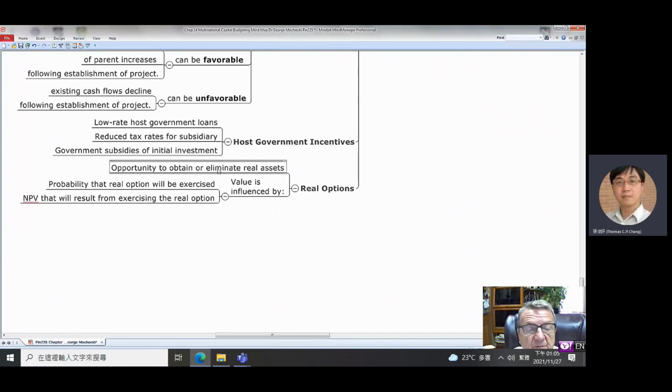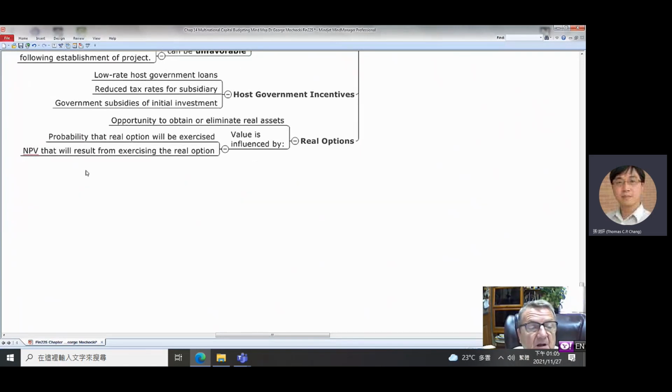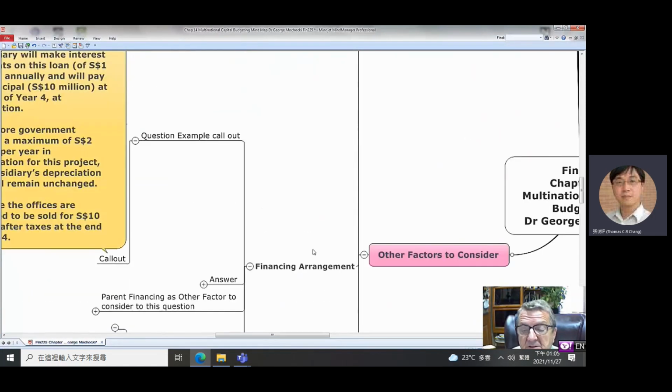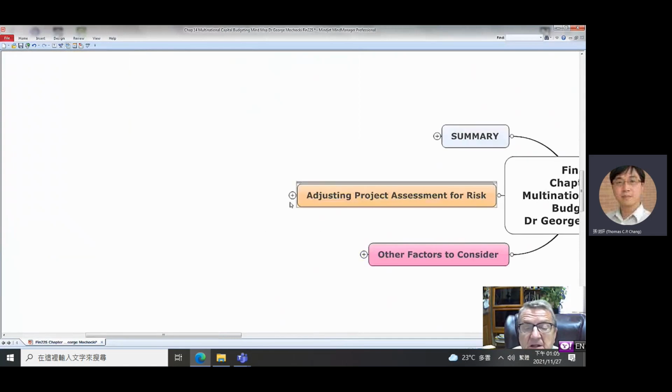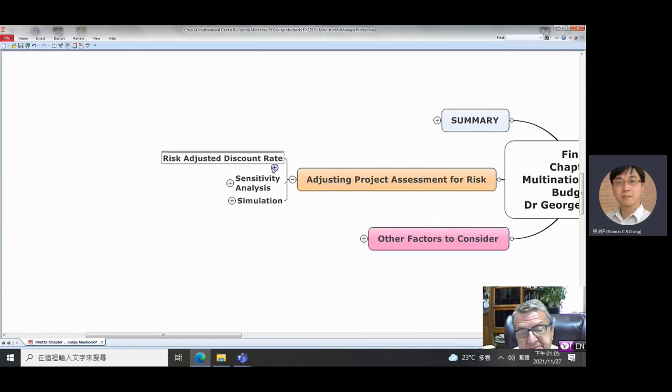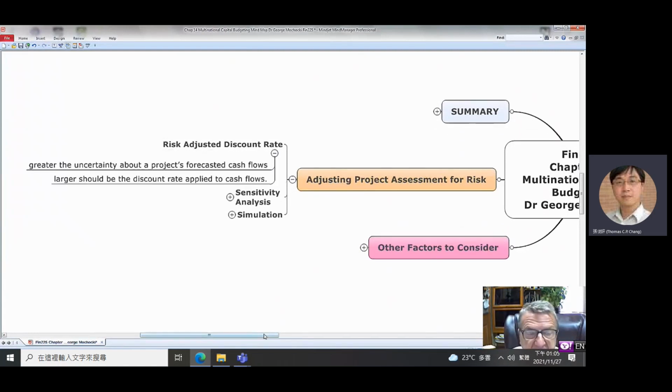Okay, real option values: the opportunity to obtain a limited real asset, and the probability that the real option will be exercised. Net present value will result in an exercise of the real option. Okay, so we took care of that. Those are my other factors. Now, adjusting the assessment of risk. We have a few things. Risk adjustment, a discount, let's say a premium.